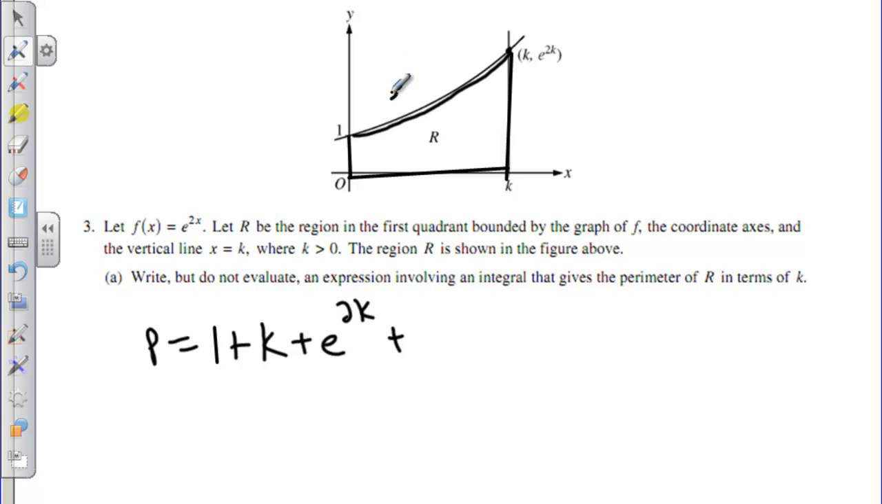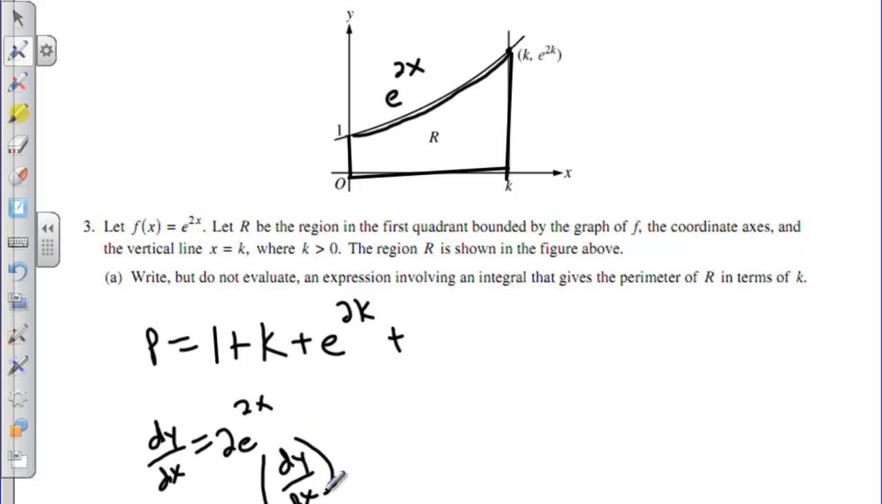So this is the graph of e to the 2x. I might have said e to the 2k earlier. That's just where it stops at k. This is the graph of e to the 2x. And so my derivative of e to the 2x is, because the derivative of e to the u is e to the u du, so that's 2e to the 2x. And my derivative squared is 4e to the 4x. Remember, if you raise a power to a power, you multiply those, so 2x times 2 is to the 4x.